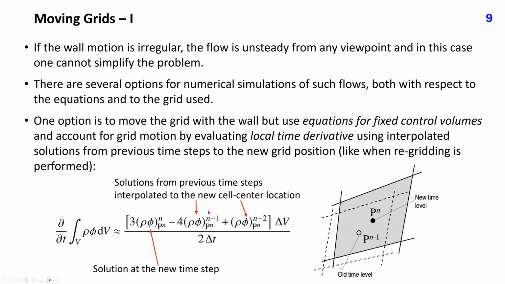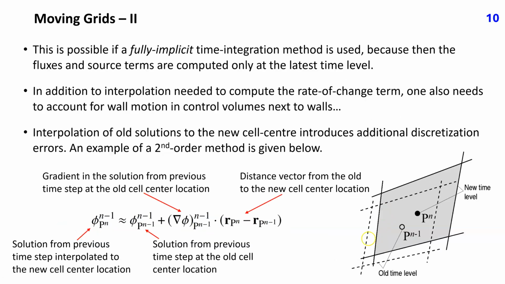The solutions from time levels n-1 and n-2, which were computed for cell centers at previous locations, need now to be interpolated to the new cell center location as indicated in this figure. Solid lines show the control volume at the new time level n, while dashed lines show control volume at the previous time level n-1. The new and the previous cell centers are indicated by the corresponding superscripts.